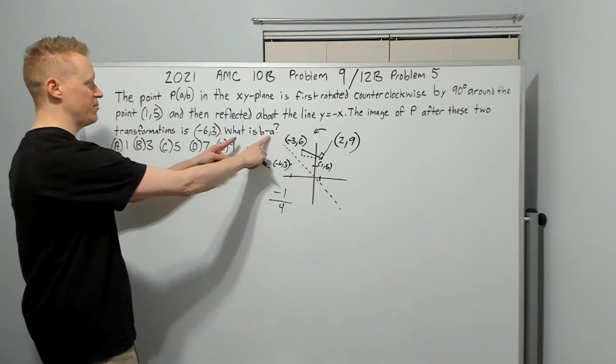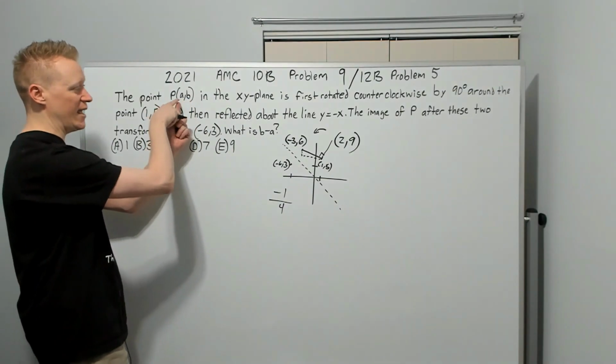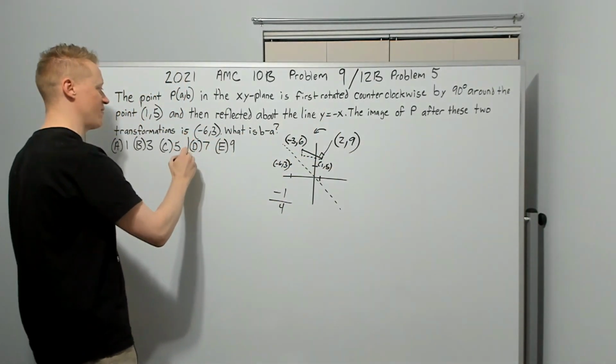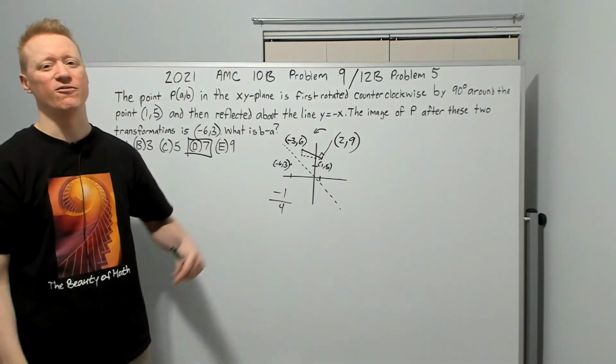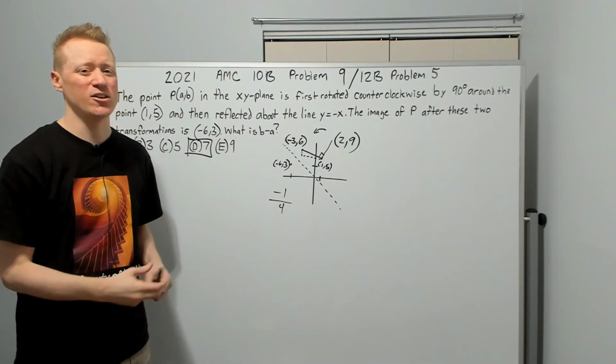What is B minus A? B was the y, A was the x, 9 minus 2 is 7. We got D. Didn't take that long. You don't have to know any complicated formulas to do it. You can just figure it out.